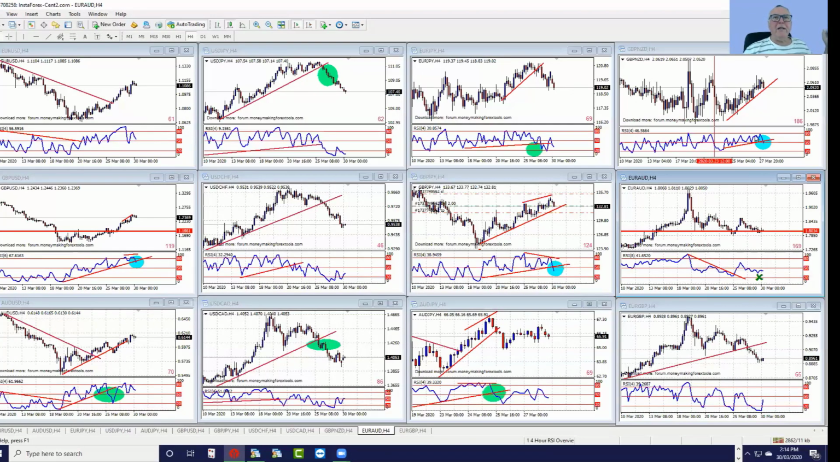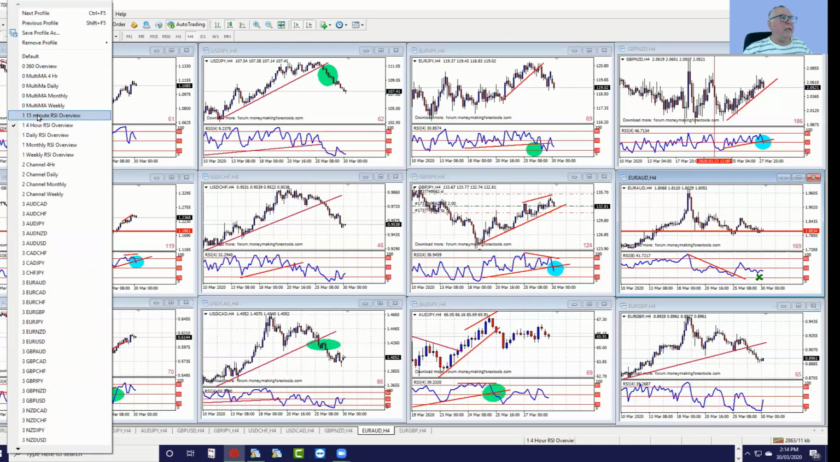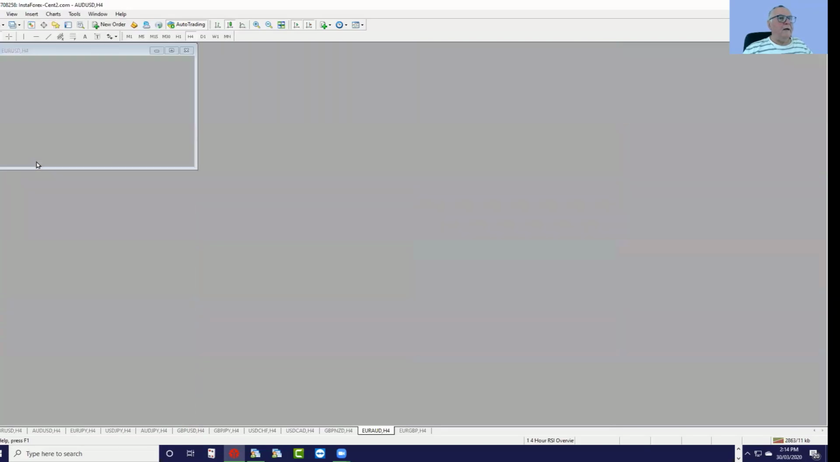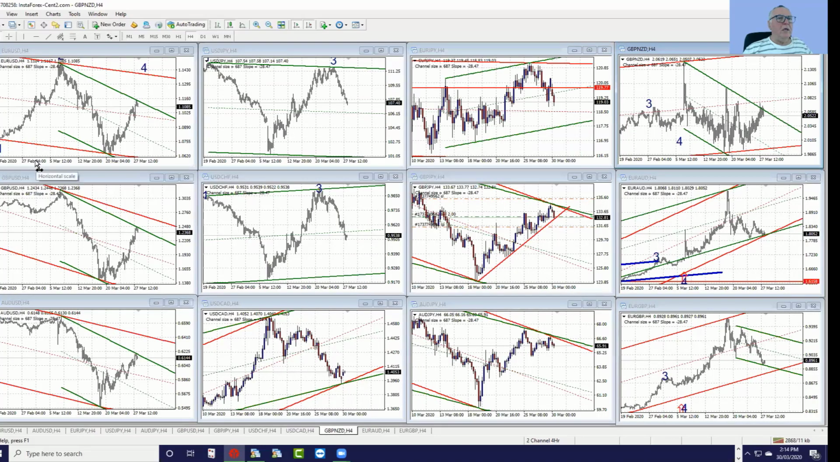Here are potential trades on the pound New Zealand, the pound and the pound yen, which I've already entered, and that is it. I have looked at the channel trading. Again, the channel trading has been quite good.